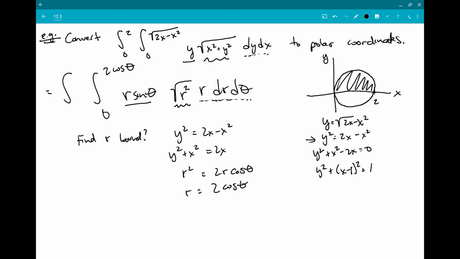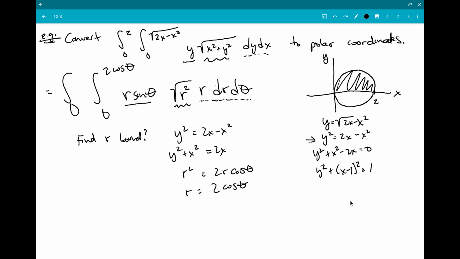And then I have to figure out my bounds for theta. So the easier one is the lower one. I definitely start on the x-axis, so my lower bound for theta is 0. But how far back do I spin? Because here it seems like I don't go back at all, but here it seems like I go back almost to the y-axis.